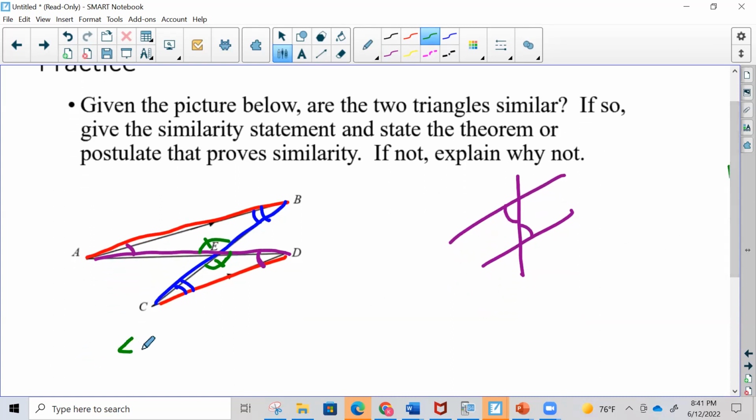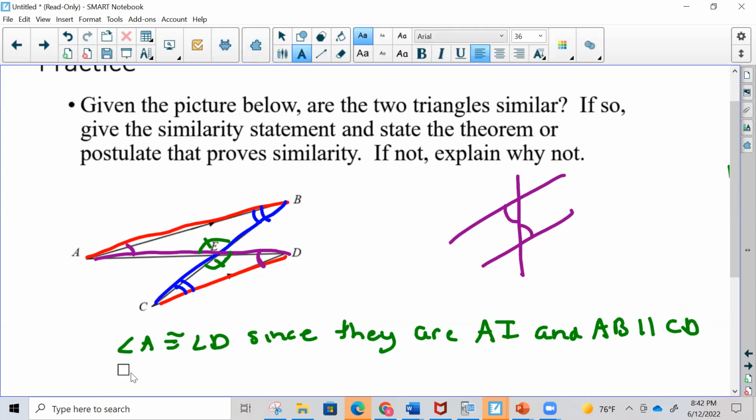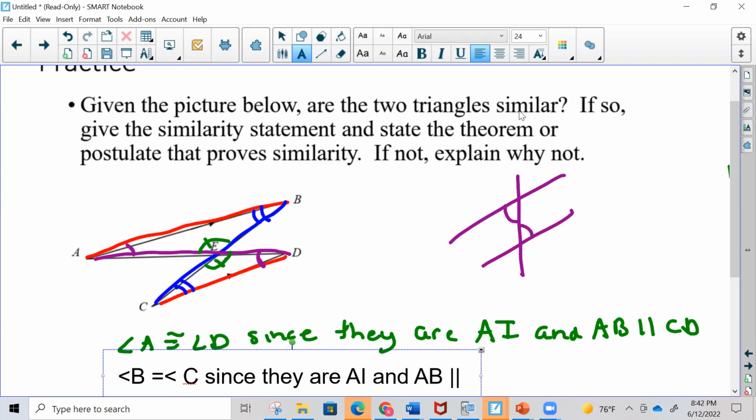I'm going to write that all out. So angle A is congruent to angle D. Okay, alternate interior. And I have to have the lines parallel. AB is parallel to CD. And really, we only need two of these, but I'll write them all. So angle B is congruent to angle C, since they are also alternate interior. And AB is parallel to CD.